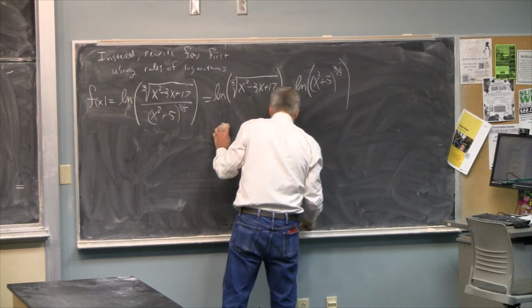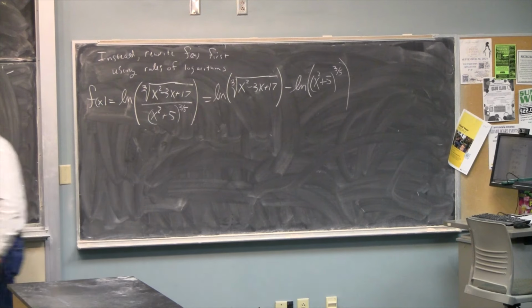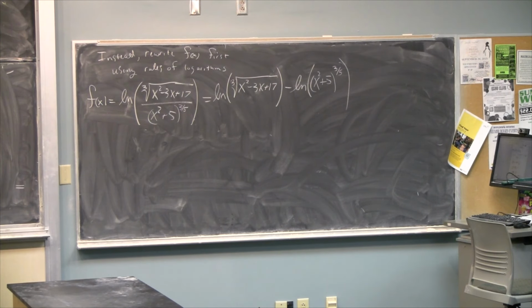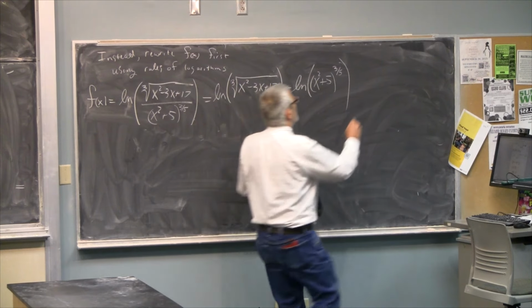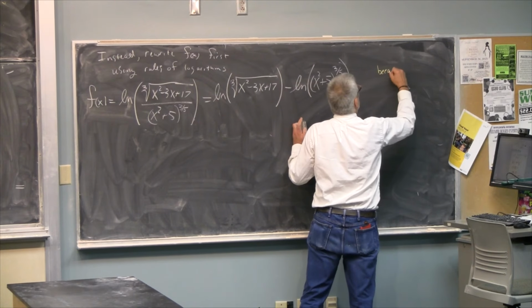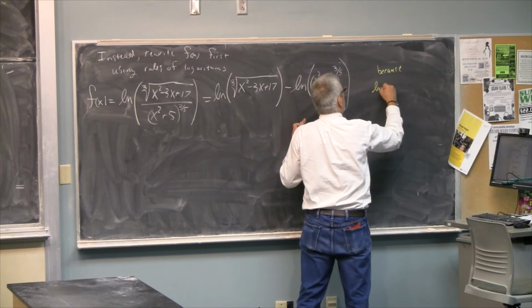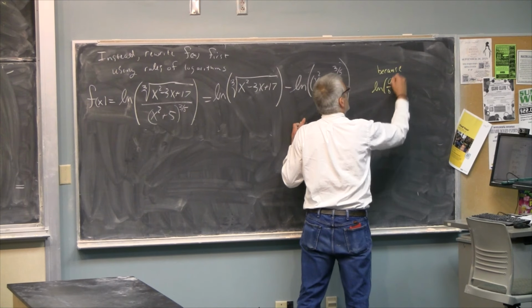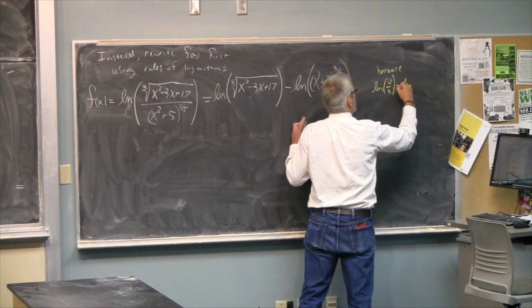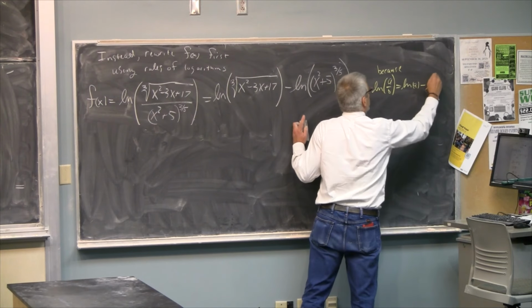And so the rule that we use there is the rule of logarithms. Ln of a over b equals ln of a minus ln of b.